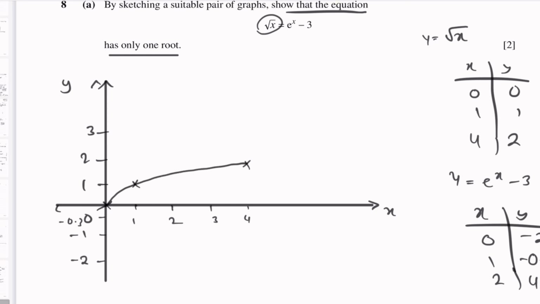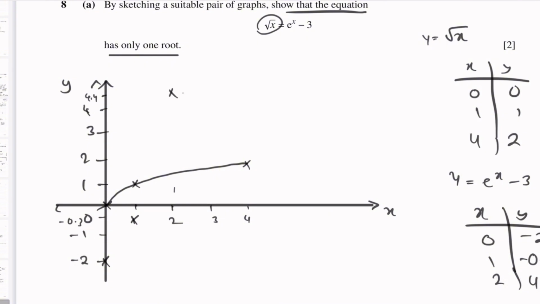Okay, and then if we want to sketch the second one, y equals e to the power of x minus 3. So as we mentioned, we've got 0, and we've got the point minus 2. So at 0 at minus 2. And then at 1, we're at minus 3. So 0.3 right here. And then at 2, we're at 4.42. And then we could just go 4. And this is 4.4. And so we can just go all the way until this one.